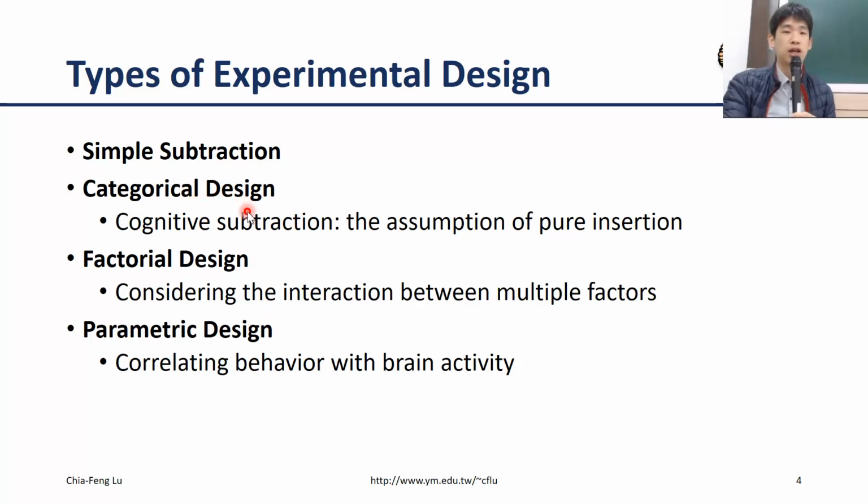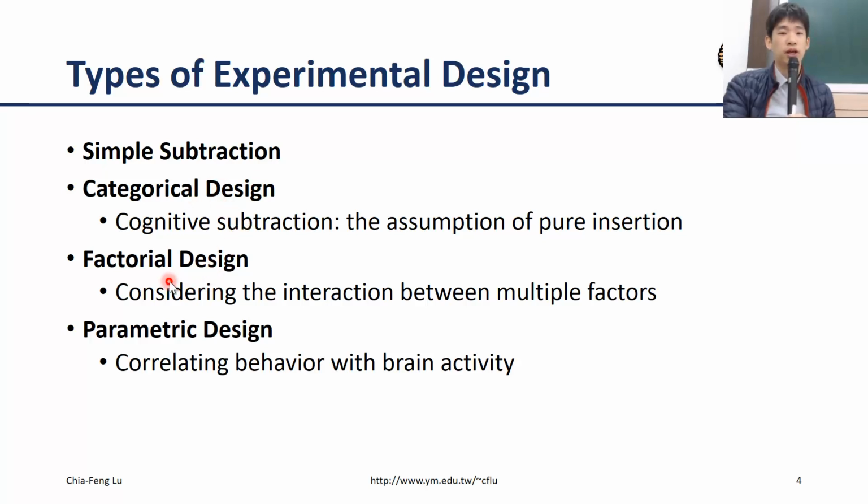For the categorical design, you have a very important assumption, that is the pure insertion. Pure insertion means that if you give two different categories of stimuli, each one will only have a specific neural function or brain function. It is a very strong assumption that there is no interaction between two different kinds of stimuli. But actually this kind of assumption may not always be true, so you need to be very careful when you're using this kind of categorical design.